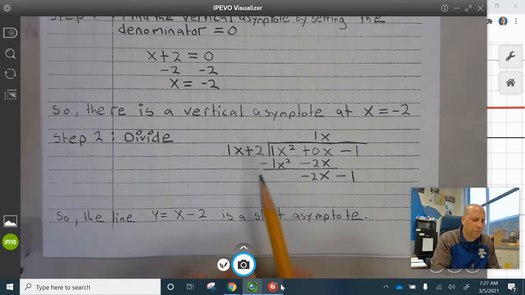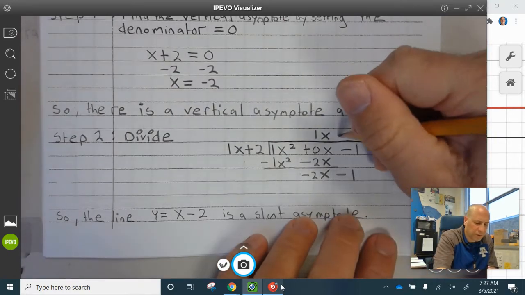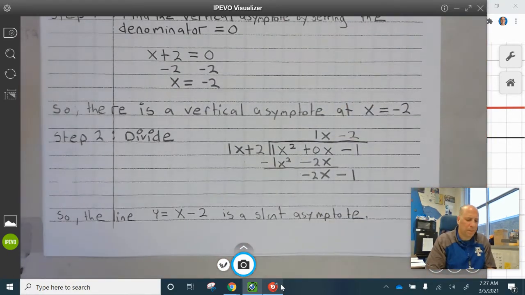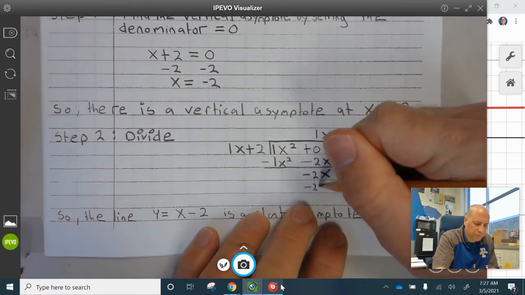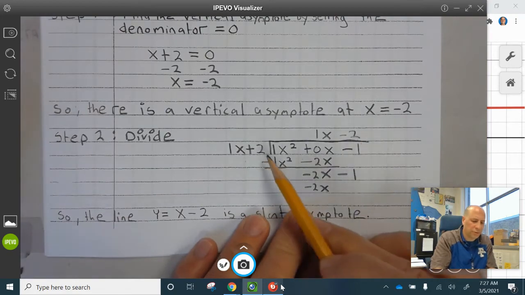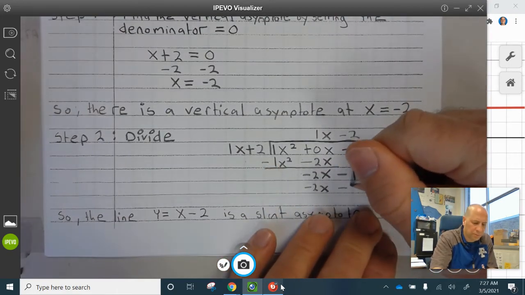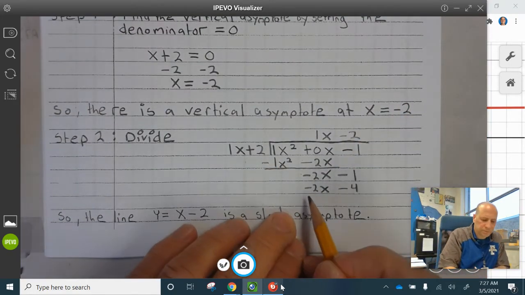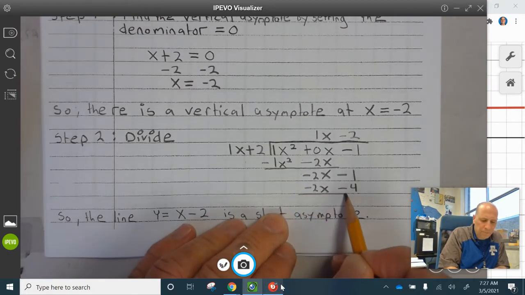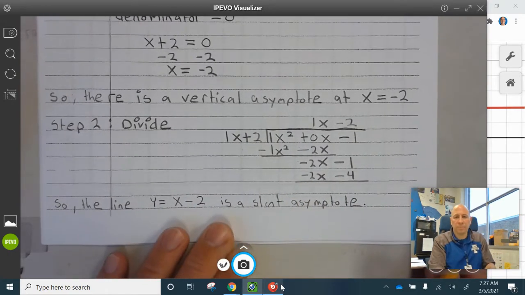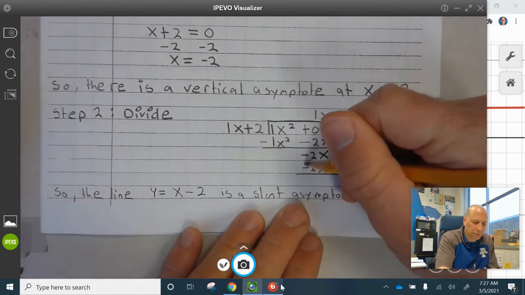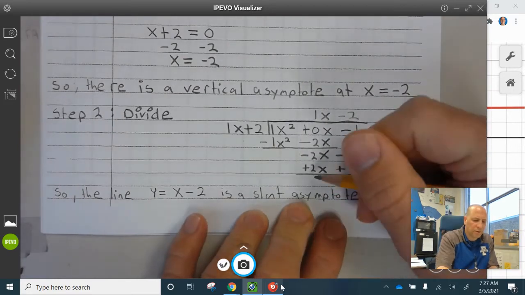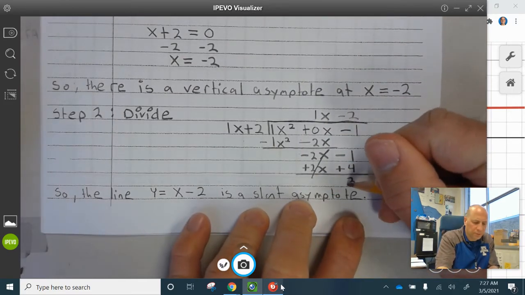Okay, now you ask yourself, what do you multiply x by to give you -2x? The answer to that is -2. So -2 times x is -2x. -2 times 2 is -4. So now we subtract, so that becomes positive, positive. Those cancel, you're left with 3.